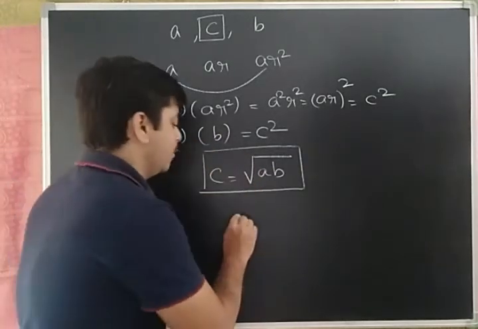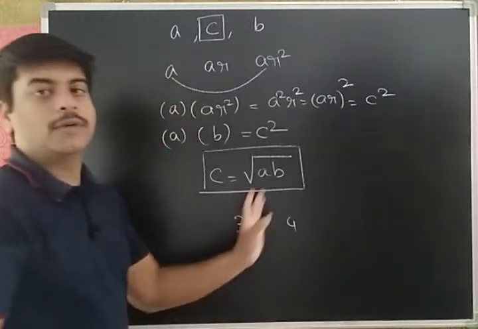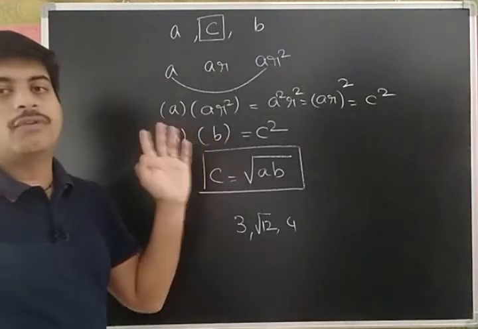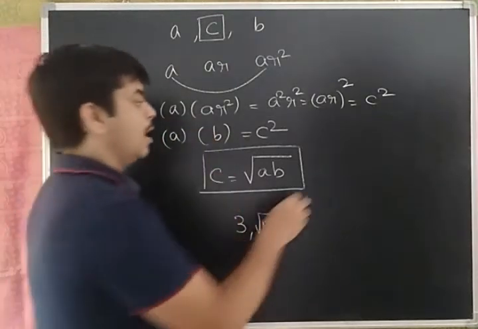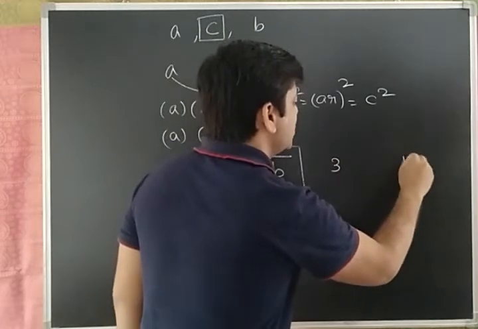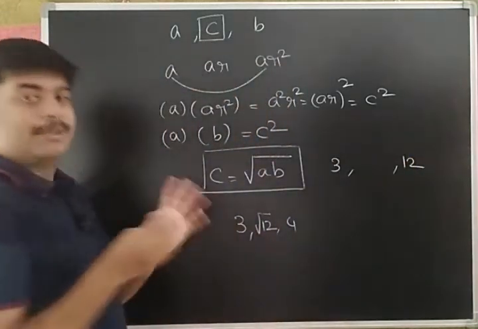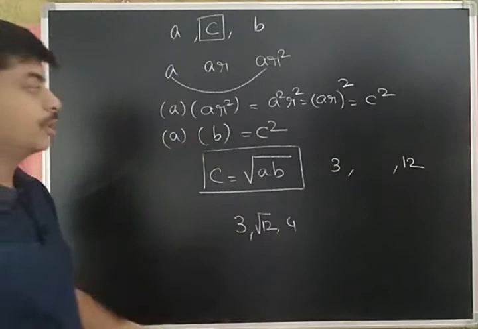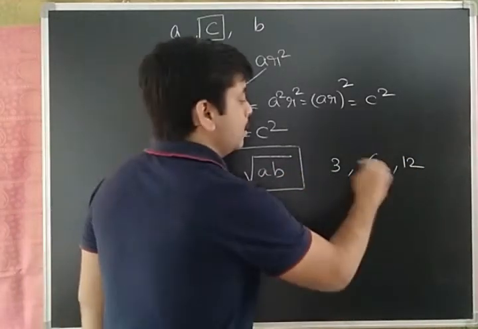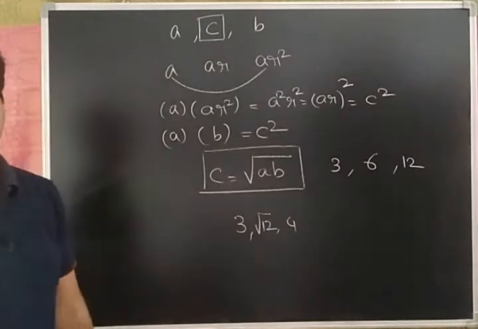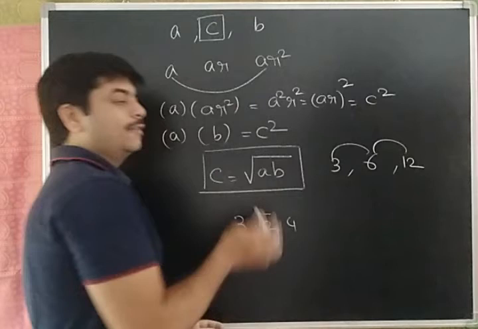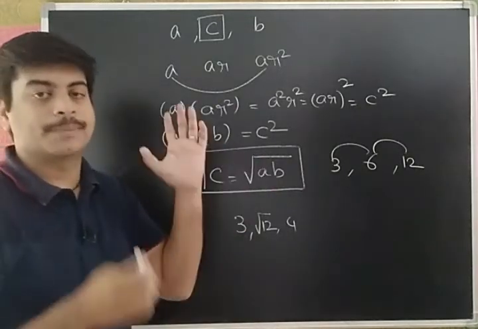What is the geometric mean of 3 and 4? Root over 3 into 4, that is root 12. So 3, root 12, 4 will form a geometric progression. Take 3 and 12. I need one element between them so that it forms a geometric progression. So root over AB, root of 3 into 12, root 36, that is 6. So check whether these three terms are in geometric progression or not. Yes, the common ratio is 2 as well as the common ratio is 2. It is enough to say that they are in geometric progression.